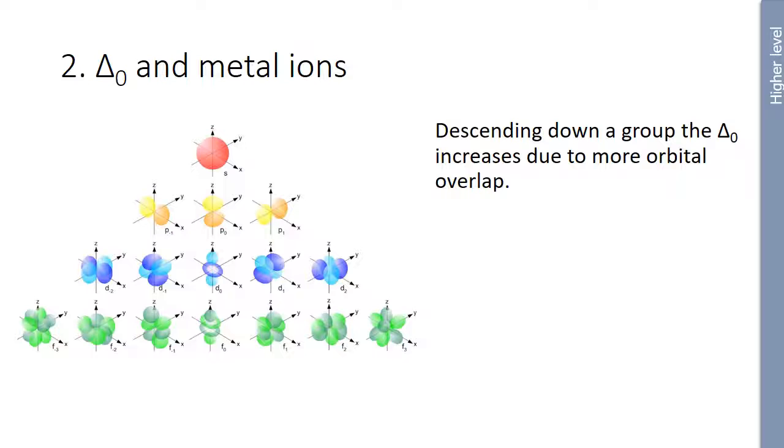The size of the metal ion also determines the size of the splitting. Okay, so as you go down a group, then the splitting energy or difference in splitting energy increases due to more orbital overlap. Okay, because it's getting larger and larger, of course.